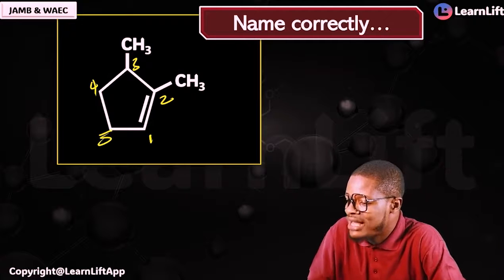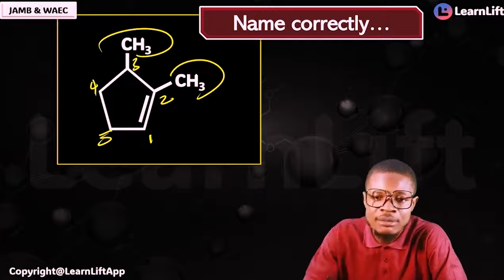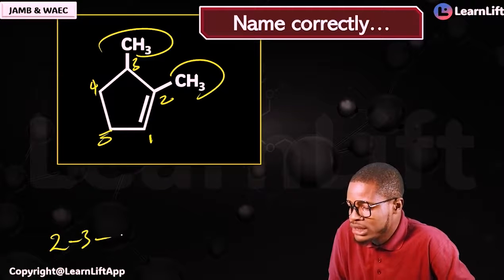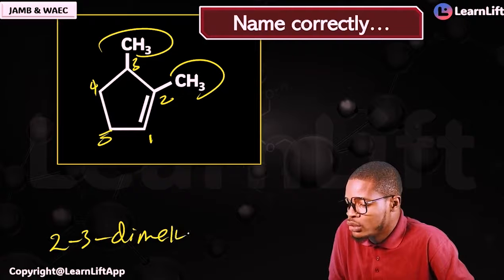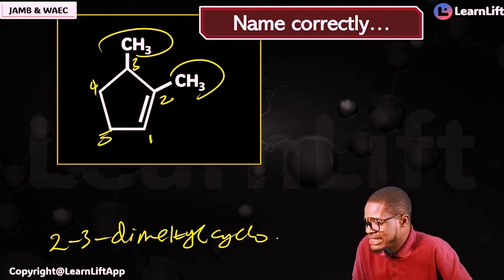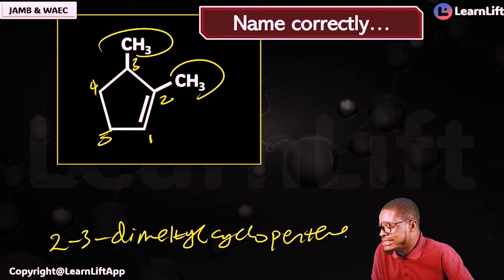Here's going to give you your what? 5. So what's the name of this? It's going to give you 2,3-dimethyl. 2,3-dimethyl. Then cyclo what? Pent. Cyclopentene. That's the name.